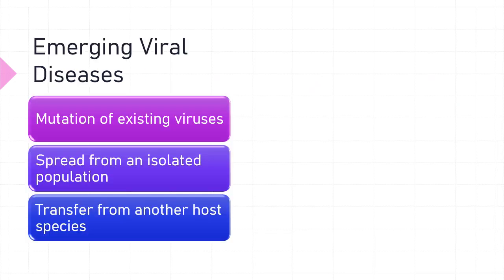Emerging viral diseases are those that suddenly appear in the population, as we're now all too familiar with since the arrival of COVID-19. There are three main routes by which these new diseases appear: either mutation of existing viruses, spread from previously isolated human populations, or transfer from another host species. Current estimates suggest that around 75% of emerging viral diseases spread to humans from animals, typically after a mutation that allows them to interact with human cells.